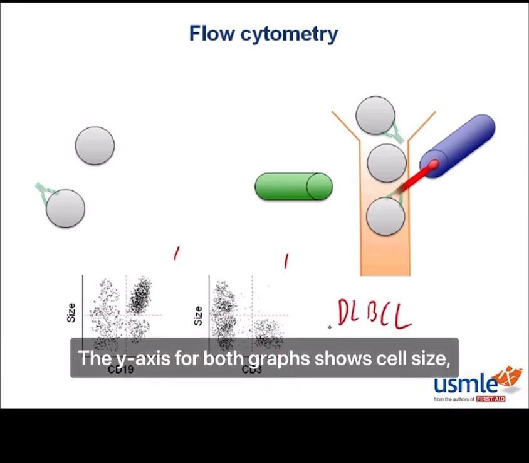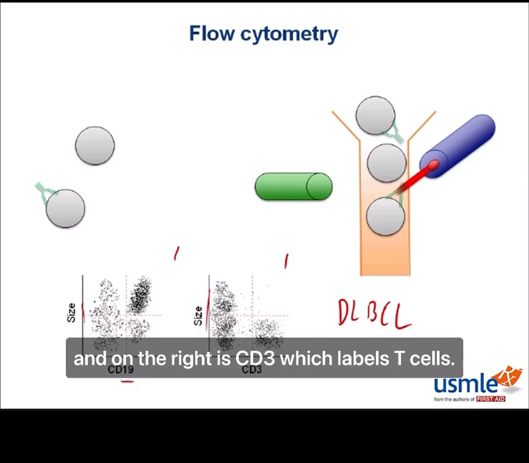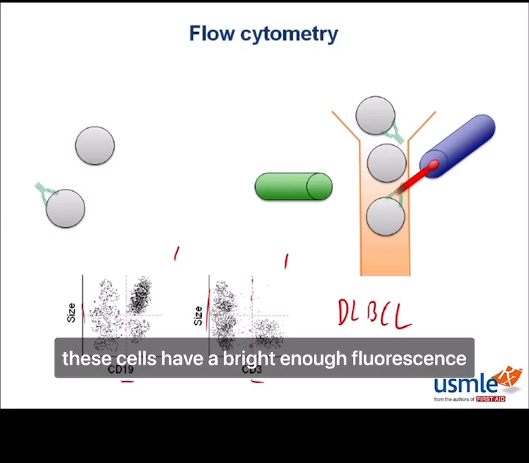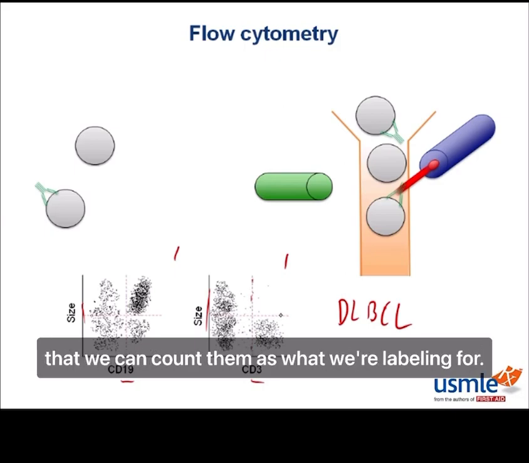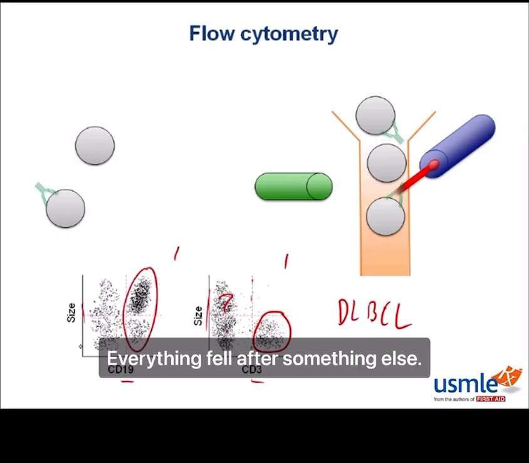The y-axis for both graphs shows cell size, and the x-axis on the left is CD19, which labels B cells, and on the right is CD3, which labels T cells. Everything to the right of the dotted line means that these cells have a bright enough fluorescence that we can count them as what we're labeling for. So these would be T cells here, and these are B cells over here. Everything to the left is something else.